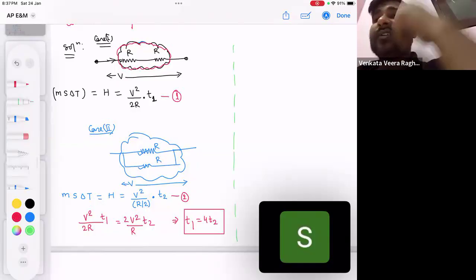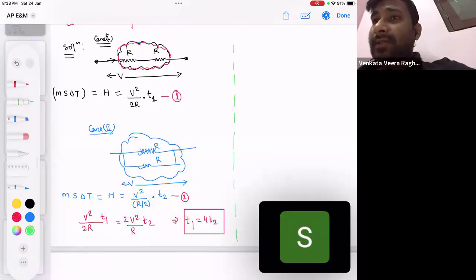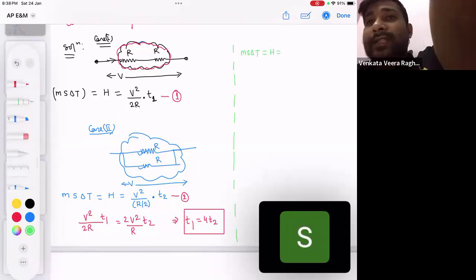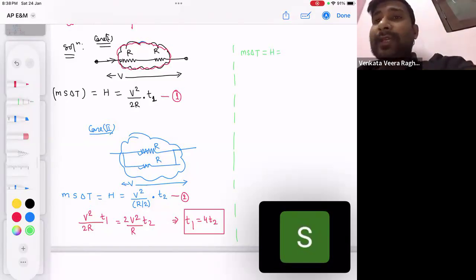Just for understanding, let's do the alternate calculation. Alternate calculation means what? Can I say that the heat requirement is m s delta T, which should be equal to H? Now tell me, how do you want to calculate the heat? You want to calculate I square R? Okay, apply it. So I will write it.